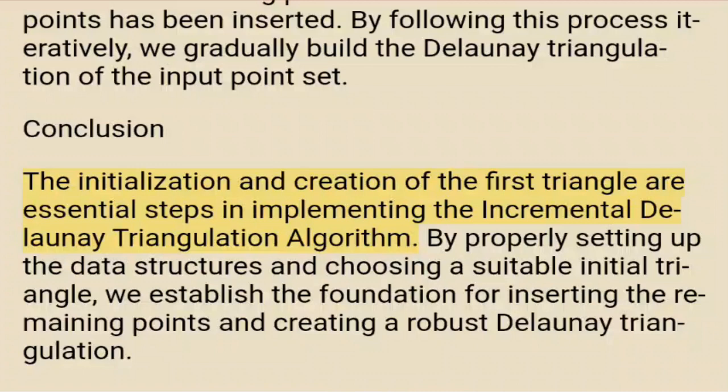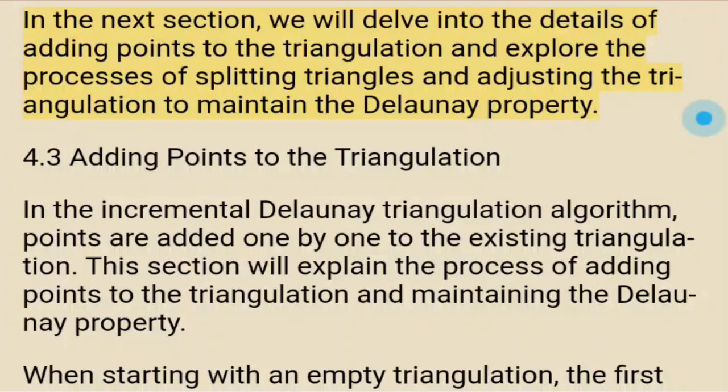Conclusion. The initialization and creation of the first triangle are essential steps in implementing the incremental Delaunay triangulation algorithm. By properly setting up the data structures and choosing a suitable initial triangle, we establish the foundation for inserting the remaining points and creating a robust Delaunay triangulation. In the next section, we will delve into the details of adding points to the triangulation and explore the processes of splitting triangles and adjusting the triangulation to maintain the Delaunay property.